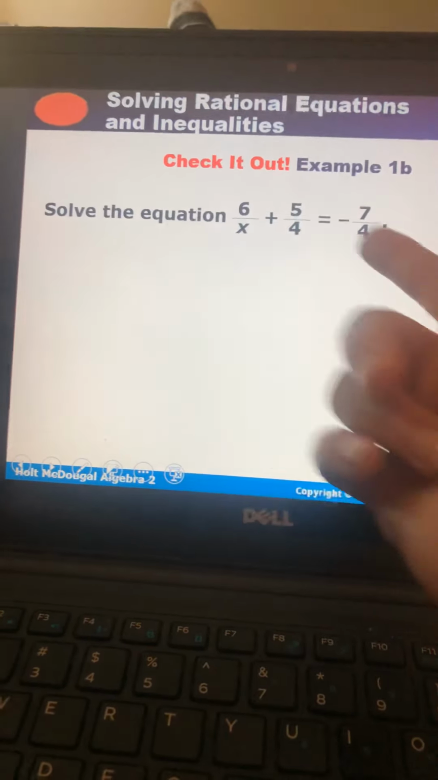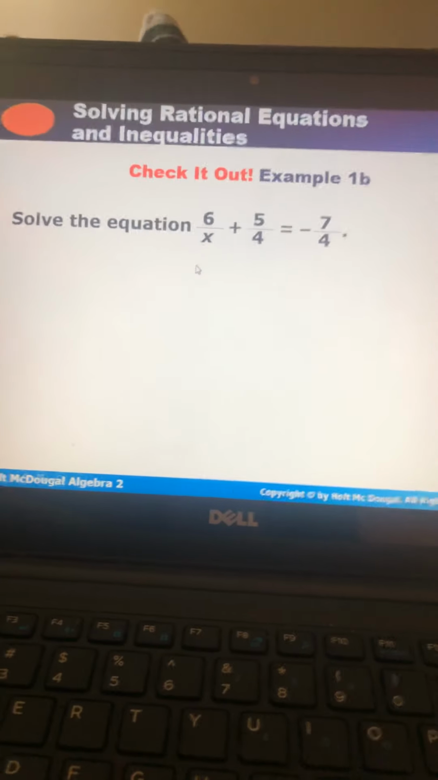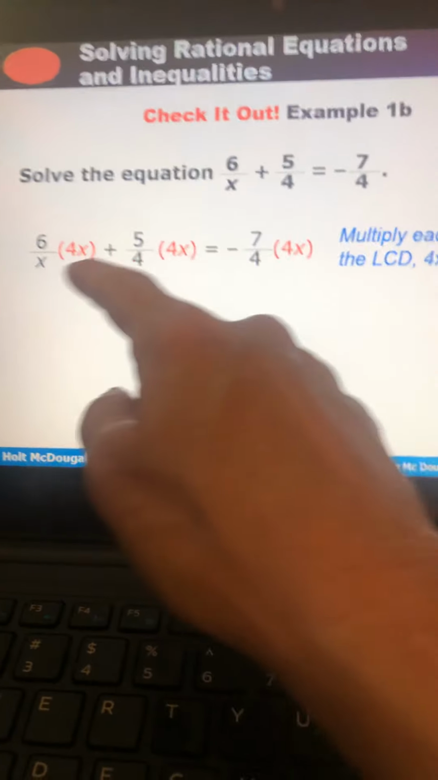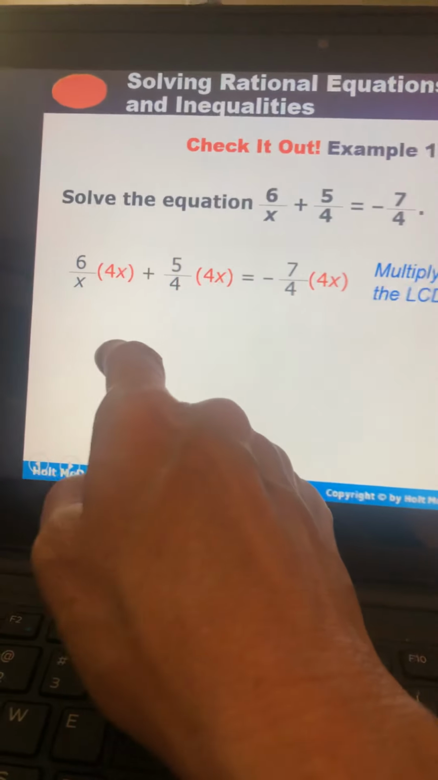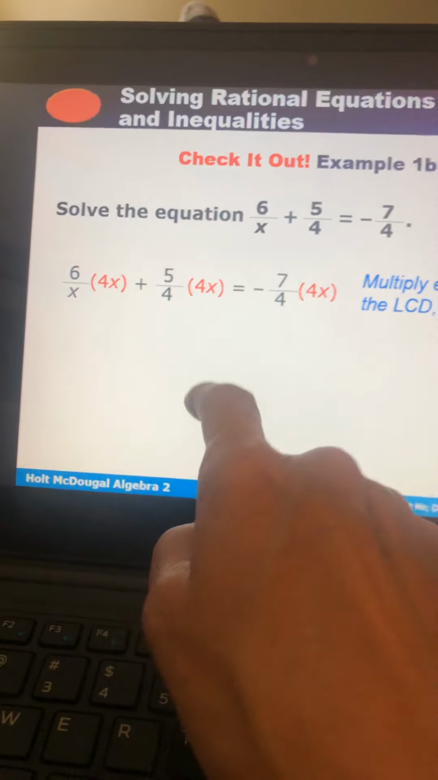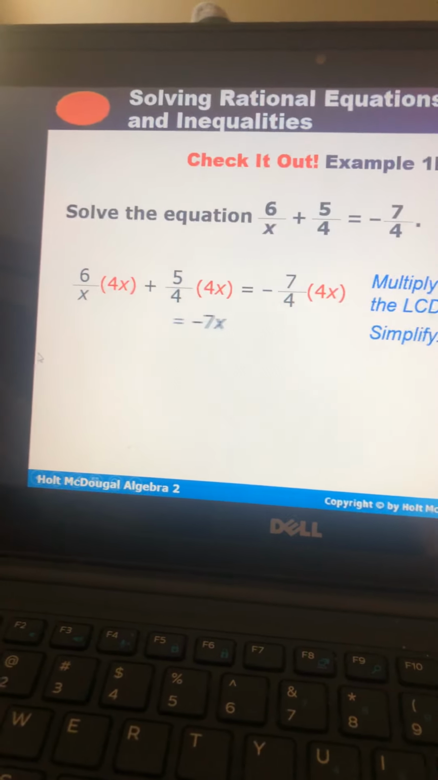Okay, now in our next one, we have 4 twice and then x. Well, 4 is the same number here, so we're only going to worry about using only one 4, and we're going to multiply everything by 4x. So over here, the x will cancel, and 6 times 4 will be 24. Here, the 4 will cancel, and we will have 5x. And then over here, the 4 will cancel, and we'll have negative 7x.